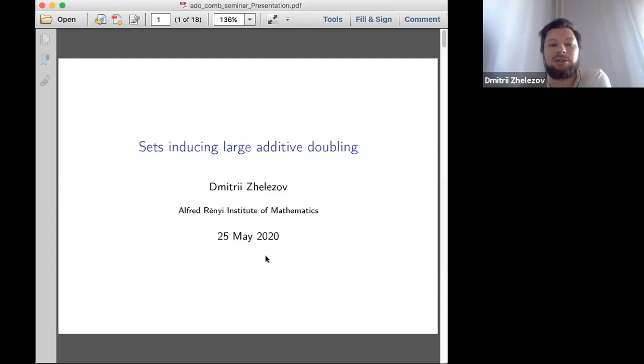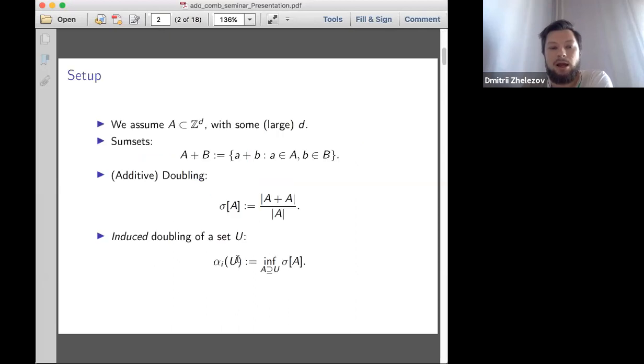Here we go. We're going to talk about sets inducing large additive doubling. It's a combination of a few contributions from different papers. I'll go to that. So we start with this setup. So we can do pretty much everything.